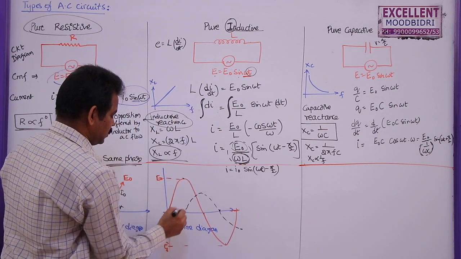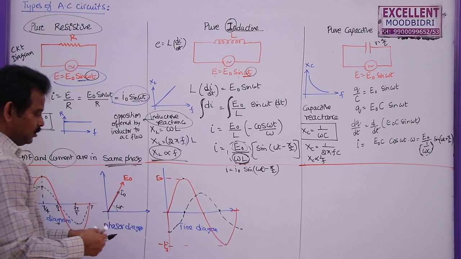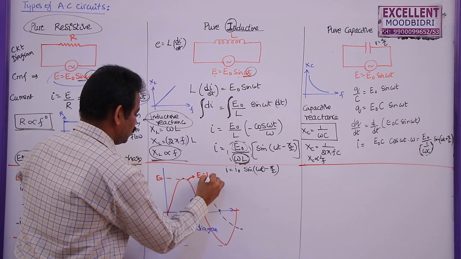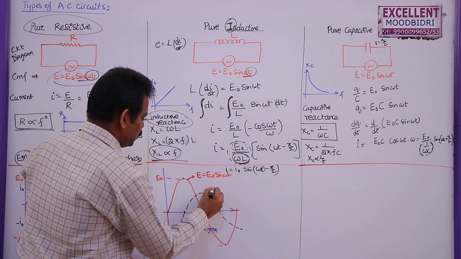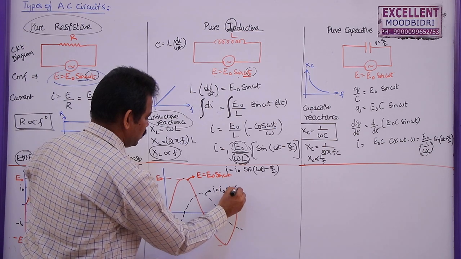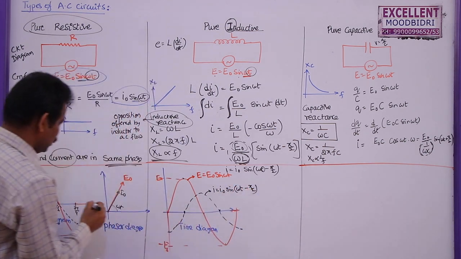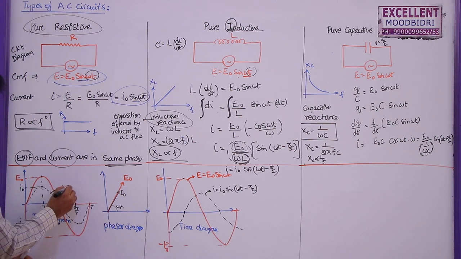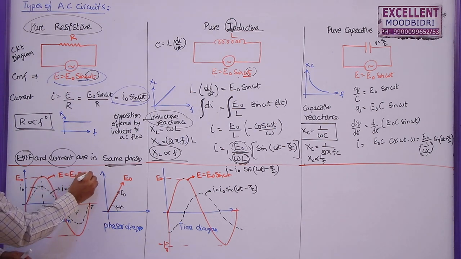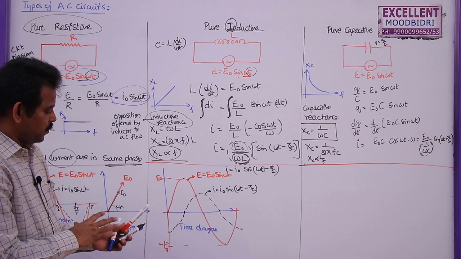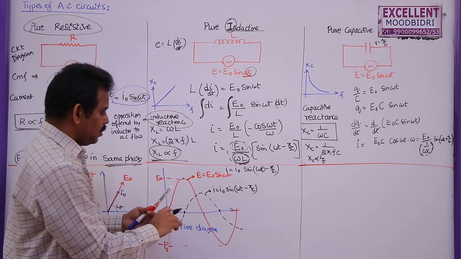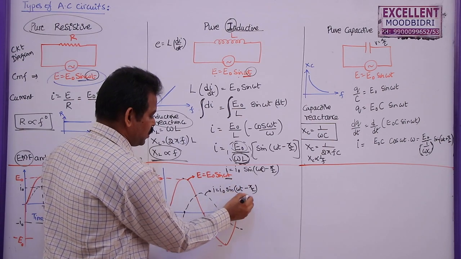And then this will be the negative value. So this red color one is EMF, the black color one is current. This represents E is equal to E naught sin omega t, and this black color one is I is equal to I naught sin omega t minus pi by 2. So this is the time diagram that shows the variation between EMF and current for a pure inductive circuit. In this case you can see this is omega t, this is omega t minus pi by 2.